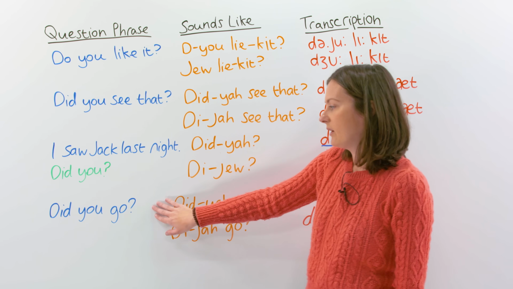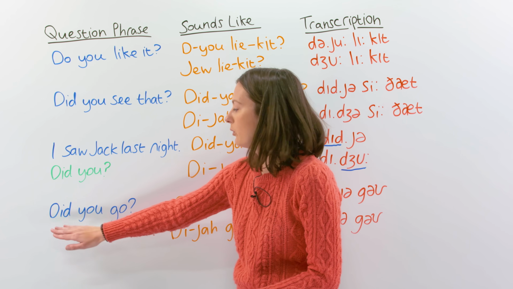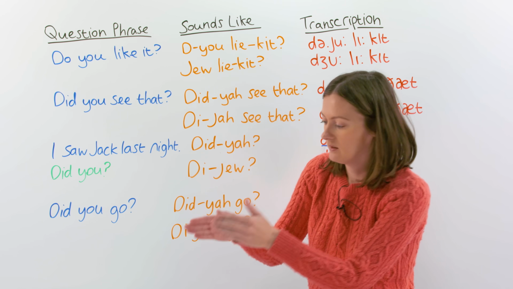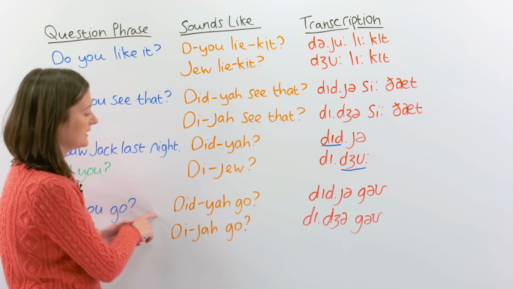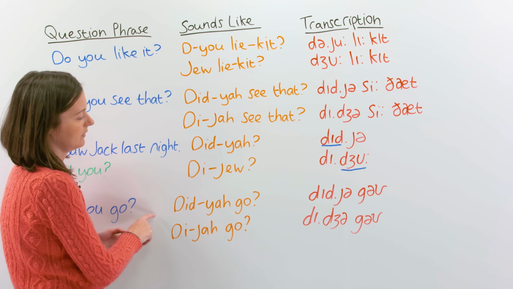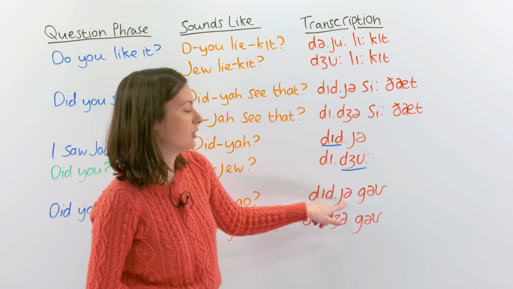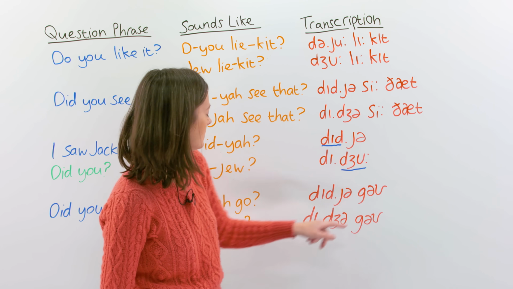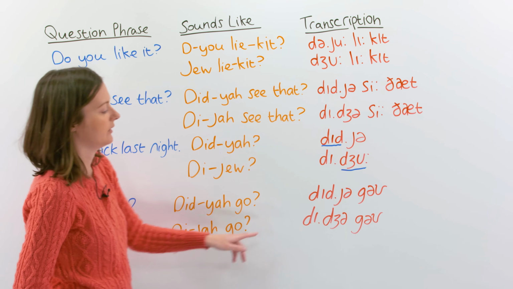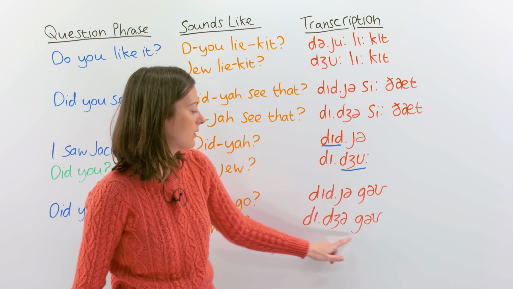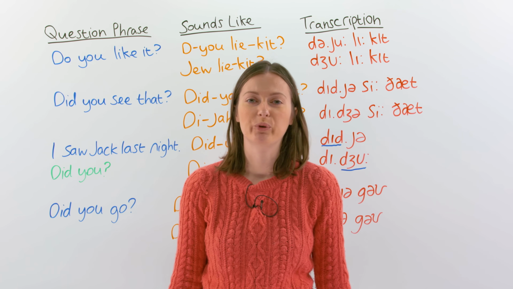Another example. Did you go? Very slow. Did you go? All the words are very clear and separate. Did you go? Did you go? You becomes yeah. Did you go? Another example. Did you go? Did ya go? Ja. Did you go? More examples coming up.